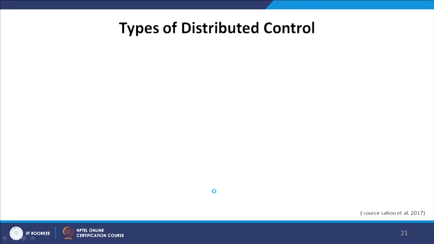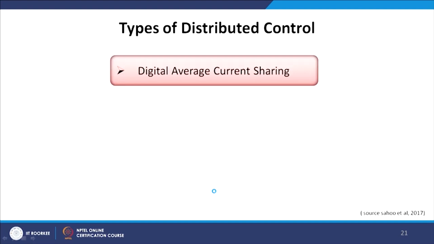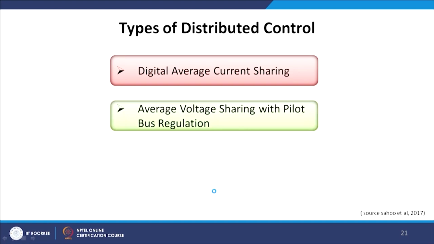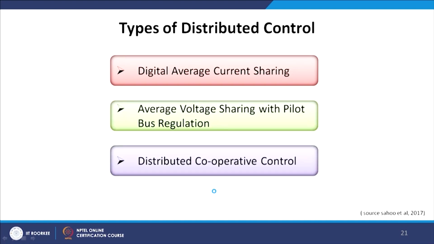Different types of distributed control. Distributed control, as we have seen in the beginning of the lecture, is very smart and important, and we will see different types of distributed control: digital average current sharing approach, average voltage sharing with pilot bus regulation, and distributed cooperative control.